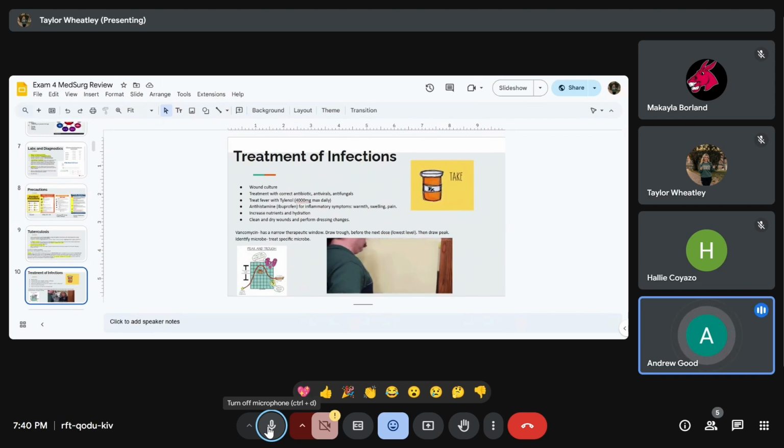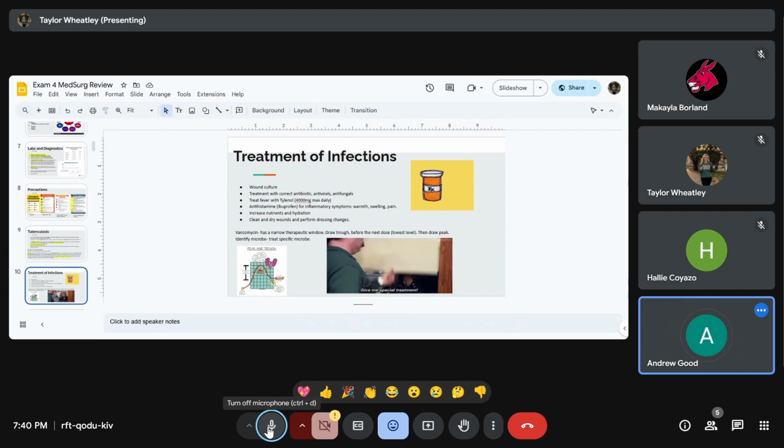So this is your run-of-the-mill average treatment for most infections, regardless of what infection it is. A culture of some kind, whether it's respiratory, wounds, GI, you can do a culture there. Urine, you can do a urine culture. Just want to figure out what bacteria is growing so we can better treat it. So we want to treat with antibiotic or antiviral or antifungal. Treat fever with Tylenol, 4,000 milligrams or 4 grams max daily.